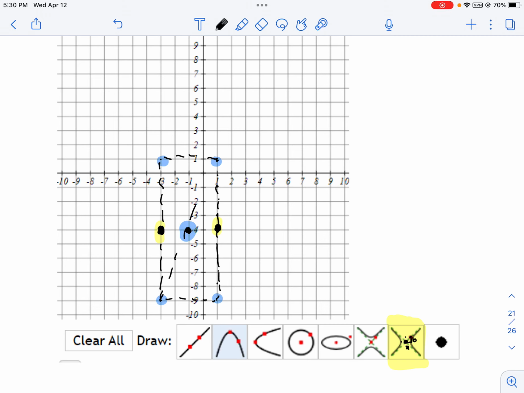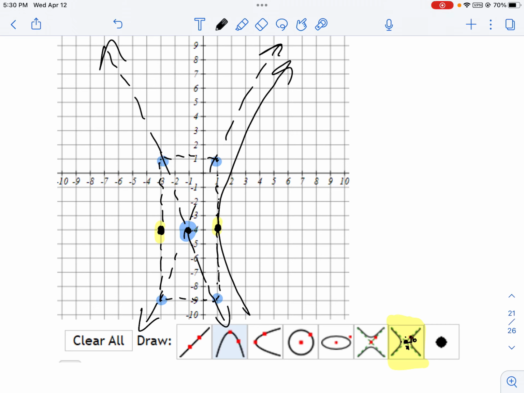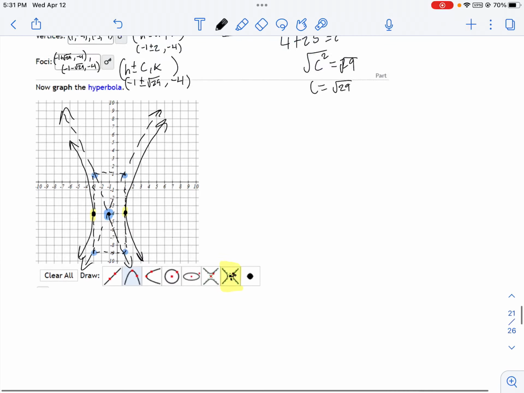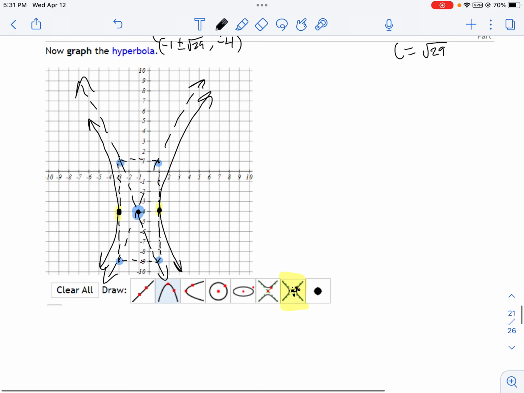Okay, now I'm just going to continue graphing this by hand, right? Connect the corners of your box together. That is your oblique asymptote. All right, connect the corners, oblique asymptote. Okay, and then it would be doing something like this. Okay. It's a very, very rough sketch by hand, but more or less, that would be your hyperbola.